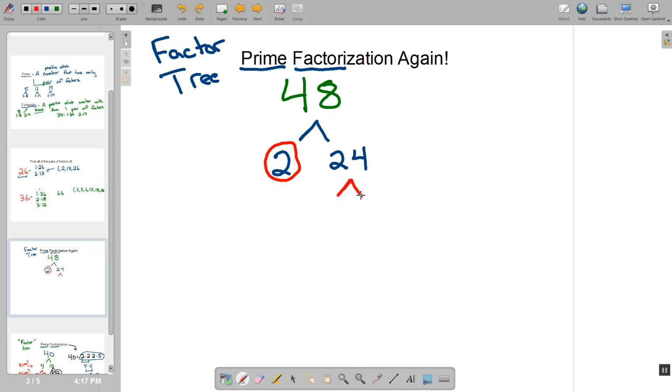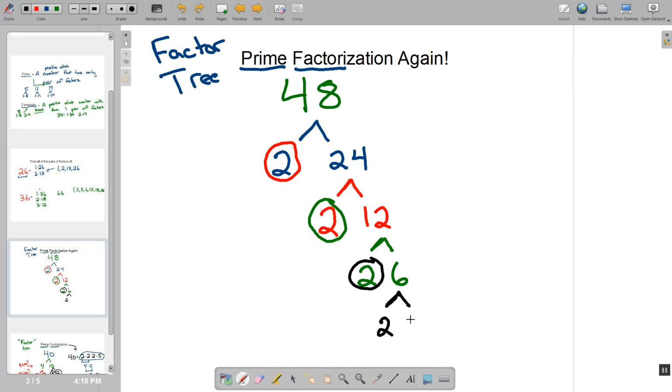And now I break up the number 24. Still even, so I can do 2 times 12 this time. 2 is a prime number, so I can break up 12. Still even, we could do 2 times 6. The number 2 is prime, but the number 6 can be broken up into 2 times 3. Each of these numbers are prime.